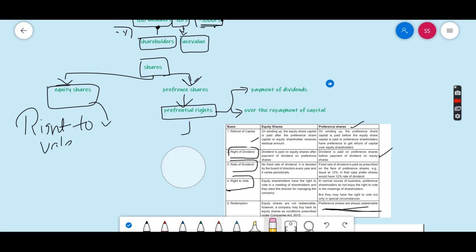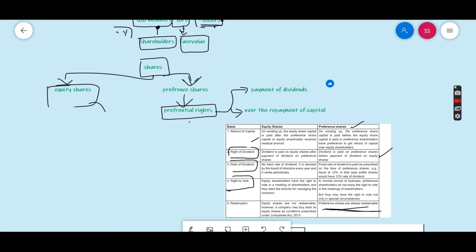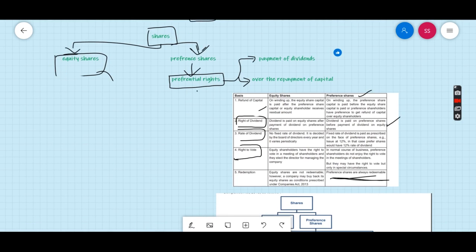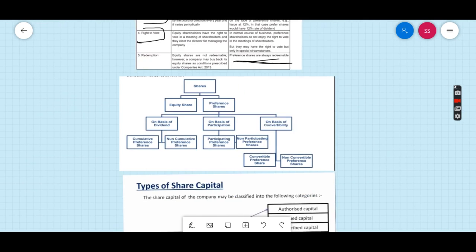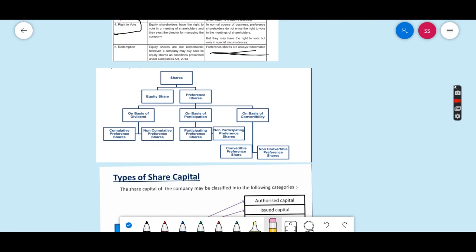Now, there are types in there. Let's discuss those types. Shares, like just now we discussed, are classified into equity shares as well as preference shares. Preference shares are again classified into three types: on the basis of dividend, on the basis of participation, on the basis of convertibility. First, cumulative preference shares.